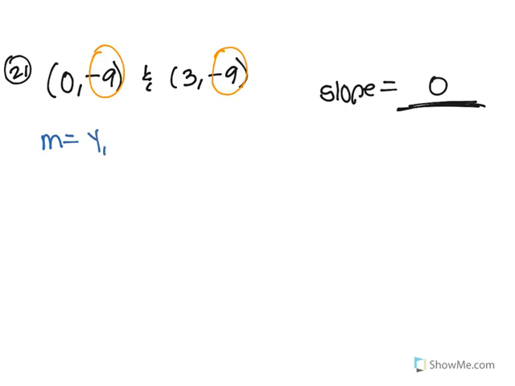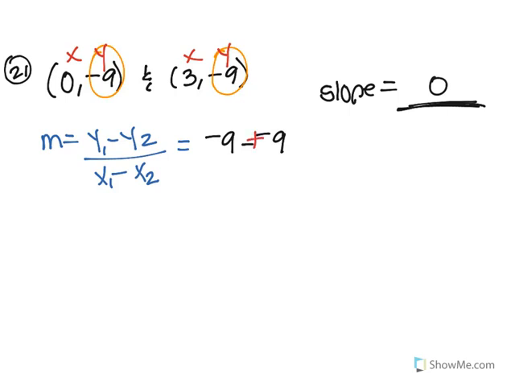But I'm going to plug it in the formula for you to see that. So the formula, again, says we're going to subtract our y's over our x's. So that would give us negative 9 minus a negative 9, which would make that a plus 9, over 0 minus 3. And so on top, that's 0. Negative 9 plus 9 is 0 over negative 3. And anytime you have 0 on top, your answer is just 0. Okay, so keep that in mind.